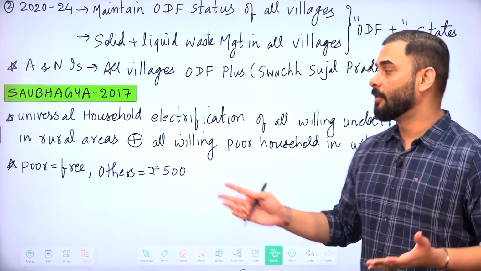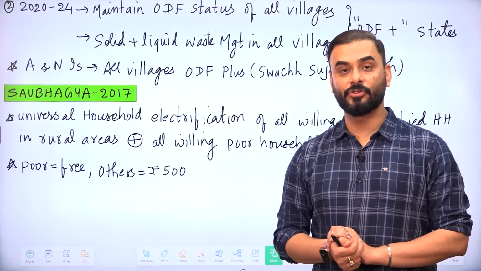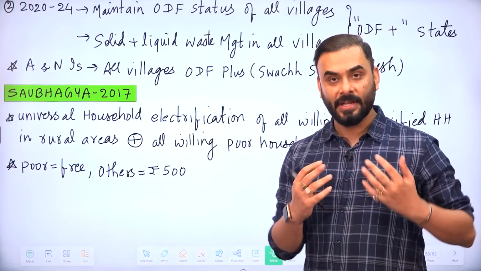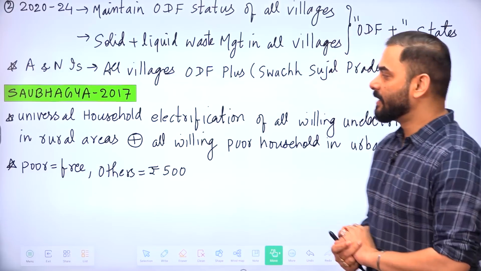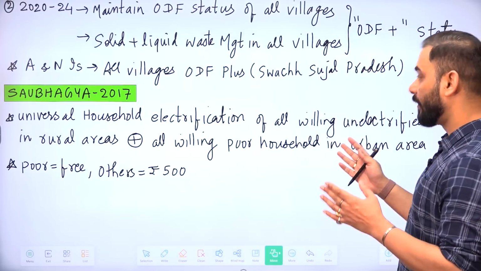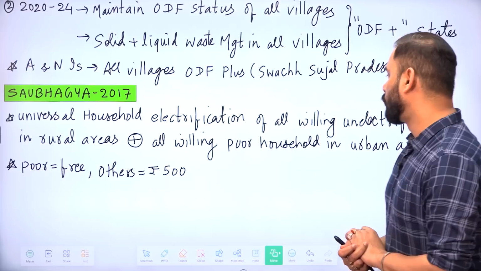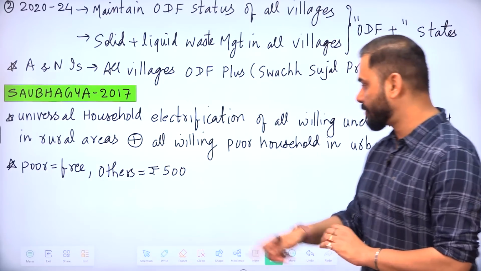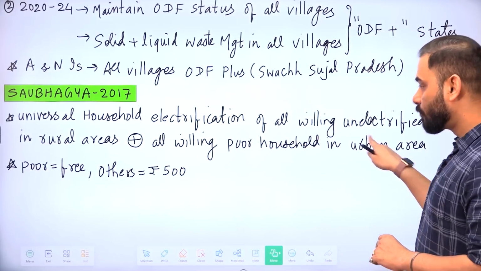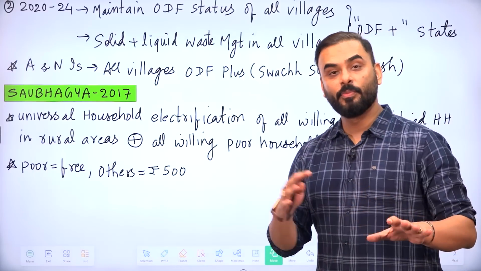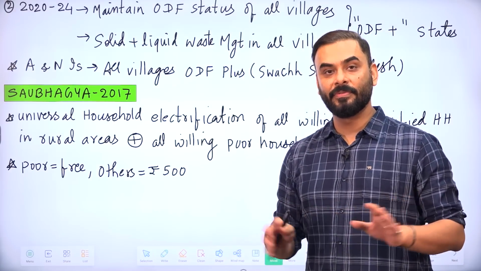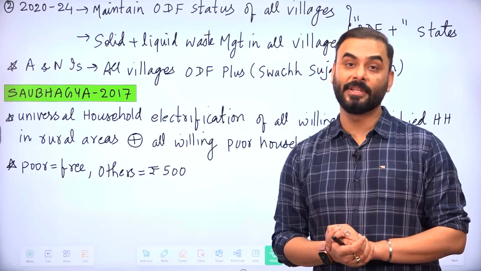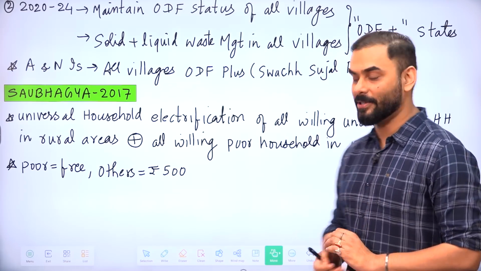So guys, we have one scheme called Saubhagya scheme, which was launched in 2017. Here the aim of the scheme is universal electrification. So under the scheme, the Government of India is trying to provide electricity connection to all the willing unelectrified households in rural areas, plus willing poor households in urban areas. And for poor households, the electricity connection will be free, and for those who can pay, 500 rupees will be the charges which they can pay in installments.